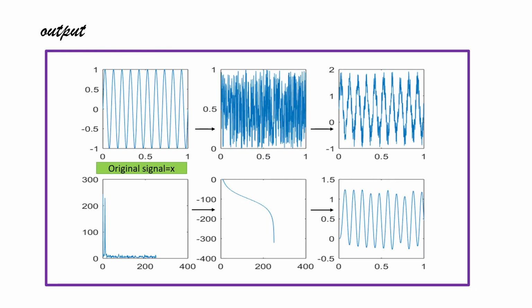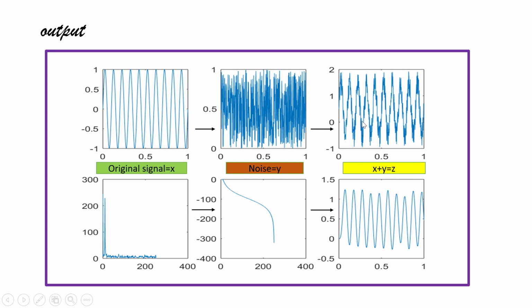Now this is the original signal X. So first I generate the X. Now I generate the noise Y. This is a random signal. Now these two I can add, this signal plus this signal. So Z equals X plus Y. So this is Z.